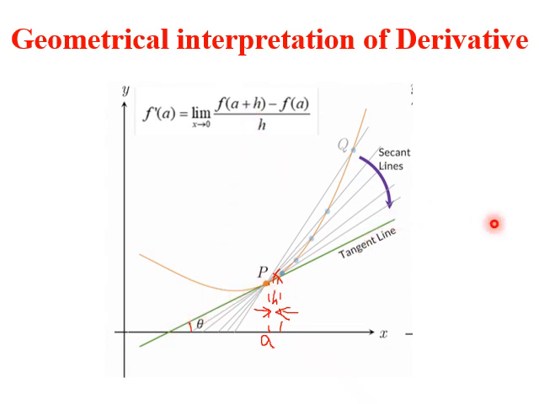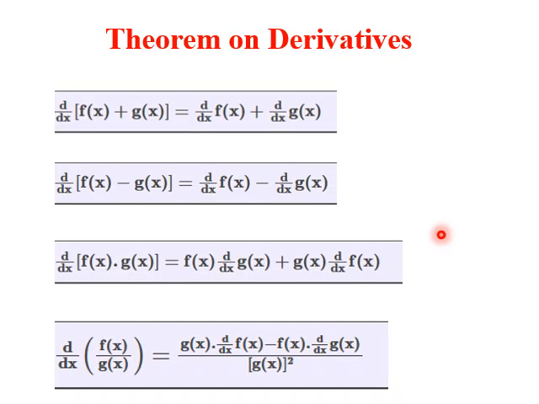I hope it makes some sense to you. Now let us see a few theorems on derivatives. Here we have two functions, f of x and g of x. The d by dx of the sum of the two functions is d by dx of f of x plus d by dx of g of x. So the derivative of a sum of two functions is the sum of the derivatives.